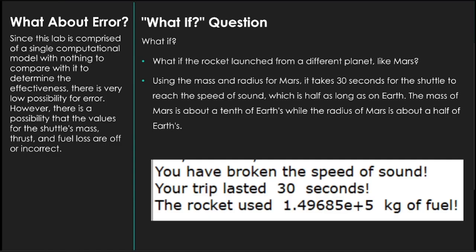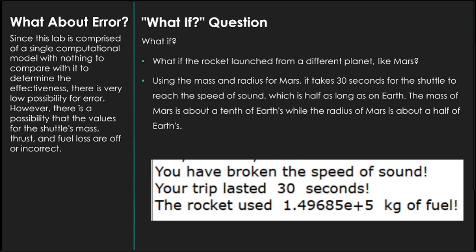What about error? Since this lab is comprised of a single computational model with nothing to compare it to determine the effectiveness, there is very low possibility for error. However, there is a possibility that the values for the shuttle's mass, thrust, and fuel loss are off or incorrect.